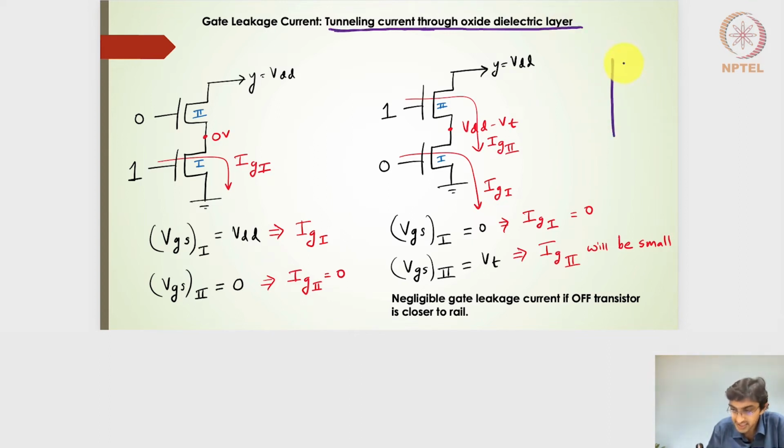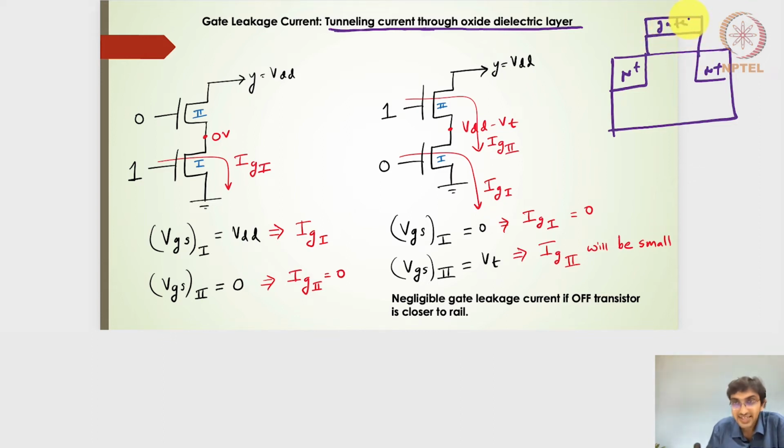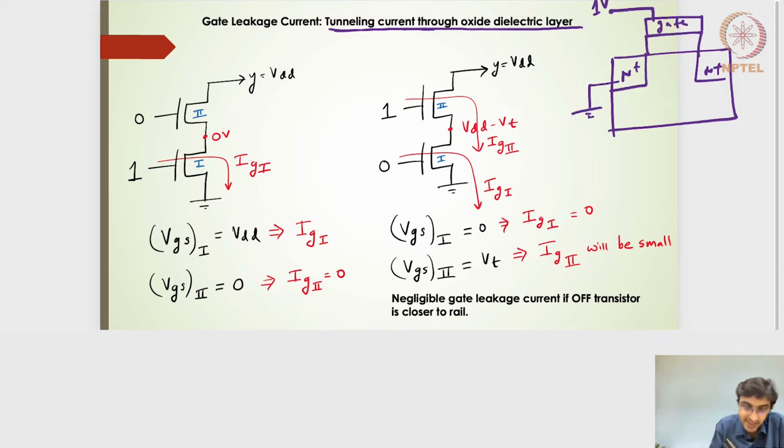So let me draw a cross-section diagram of the NMOS transistor quickly. This is my N plus diffusion pocket, another N plus diffusion pocket, and this is the oxide, and then this is the gate. Based on the voltage applied here, if it is a 1 volt logic for a 65 nanometer technology node, and let's say the source is grounded, I will get a current flowing or tunneling from the gate to the source side. This particular current is called the gate current.